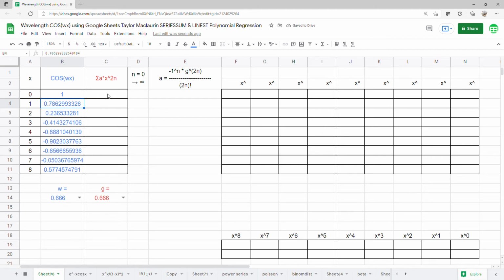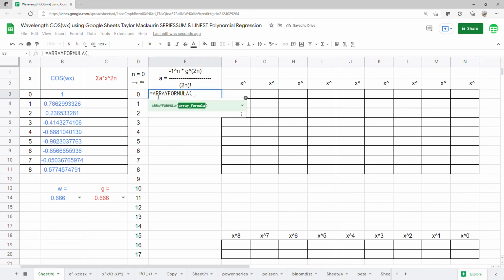Now the Maclaurin series expansion, which is the summation of a times x to the power 2n, where the value of n is from 0 to infinity, and the value of a is equal to our array formula: minus 1 raised to the power n, times g raised to the power 2n, divided by, so that's the numerator. Now the denominator, that is factorial 2 times n.